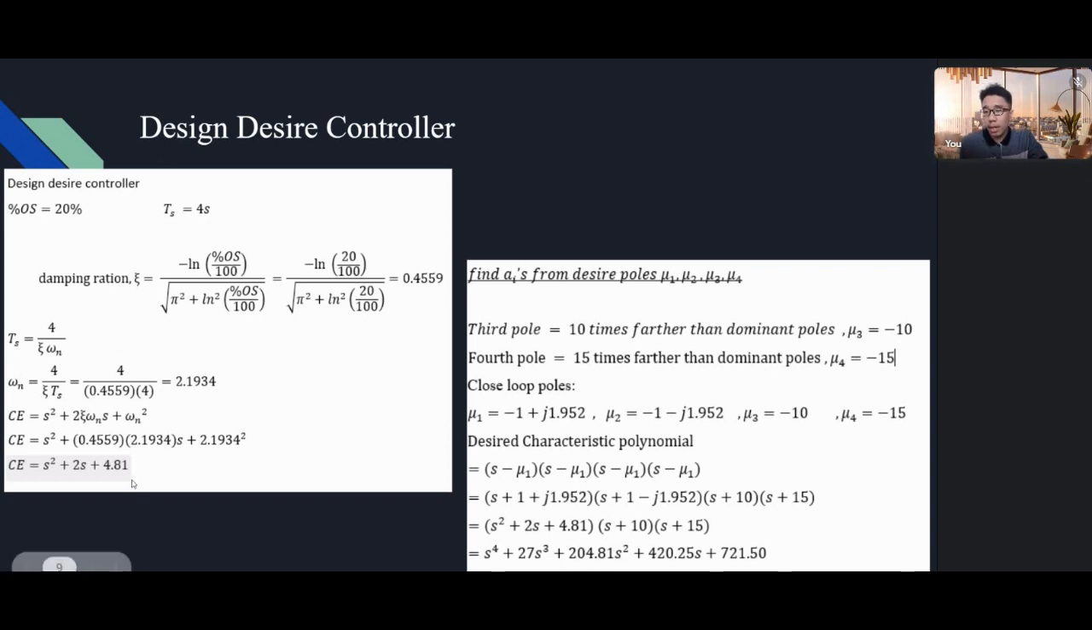But we cannot compare it directly with the other system, so we need to convert it to a fourth-order system. How do we do that? We use our desired third pole and fourth pole, and then we multiply them with the characteristic equation that we found, and we get our desired characteristic equation.